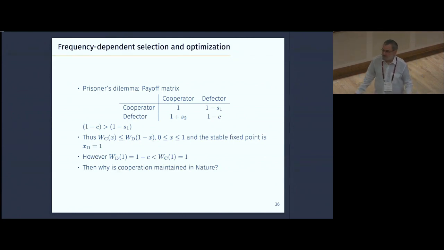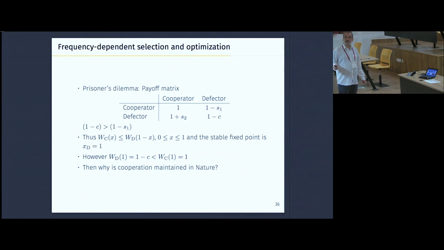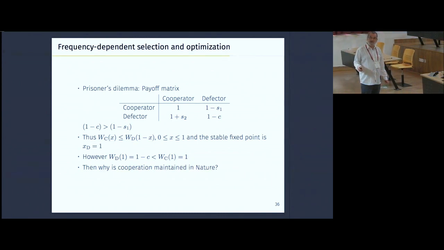So first of all, you define a payoff matrix. You imagine that there is a binary interaction between individuals. If a cooperator meets a cooperator, it gets a fitness 1. If a cooperator meets a defector, it gets a fitness 1 minus s1. If a defector meets a cooperator, it gets an advantage which is larger than 1, a 1 plus x2. And if a defector meets a defector, it gets a fitness 1 minus c. And if 1 minus c is larger than 1 minus s1, then you have this dilemma that Matteo has mentioned: it is always better to be a defector, because whatever the other guy does, you are always at an advantage.